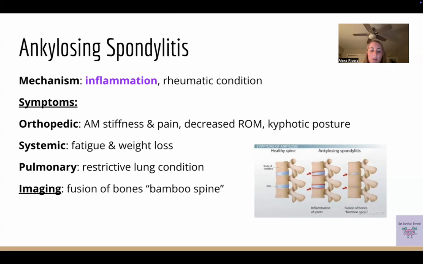On imaging, it's going to show a fusion of bones. A key indicator they might say is bamboo spine, and that's what we're looking at here. This is what a healthy spine looks like, and then over time, it's going to become fused. So this is inflammation, which is what it starts with, and then this is what it goes to, just that fusion of the bones.